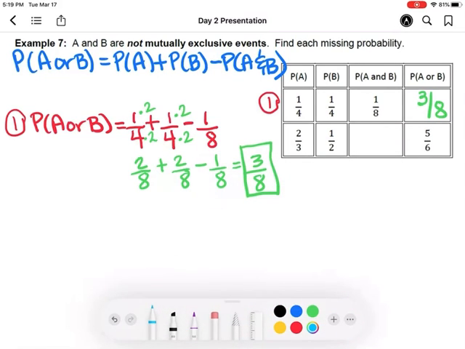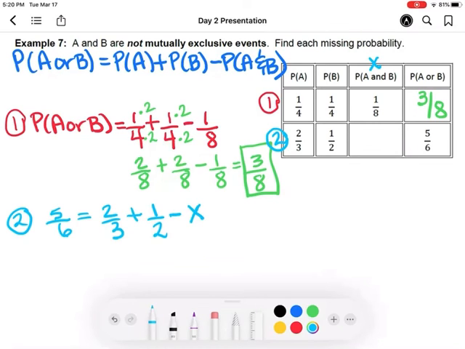Okay, so for number 2, this time they're giving us the probability of A or B happening is 5/6. So it's going to be 5/6 equals the probability that event A happens is 2/3 plus the probability that event B happens is 1/2 minus the probability that A and B happens. Let's just call it, for now, X. So again, common denominator would be a good idea here.